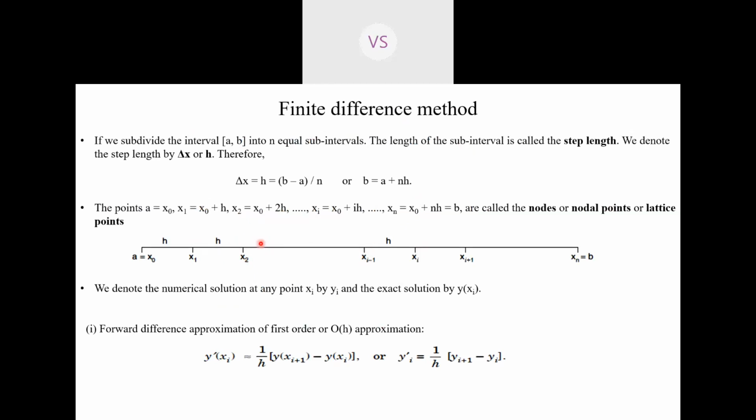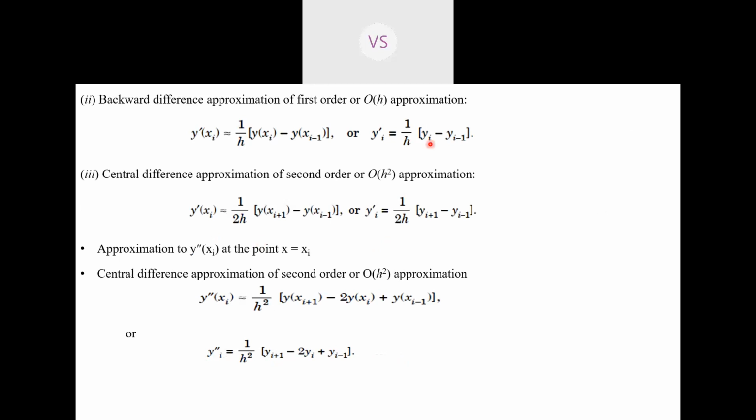Suppose i is 1 over here, so it is y1 minus y0. In this way you are going to take the backward difference. So this is known as the backward difference approximation.